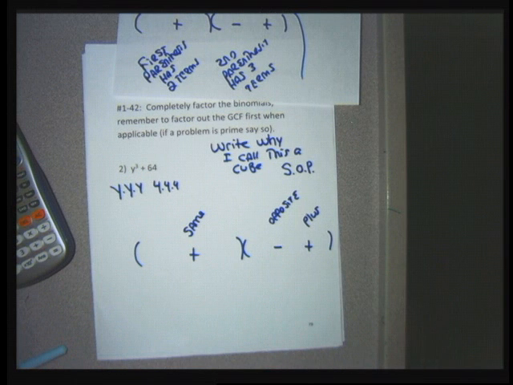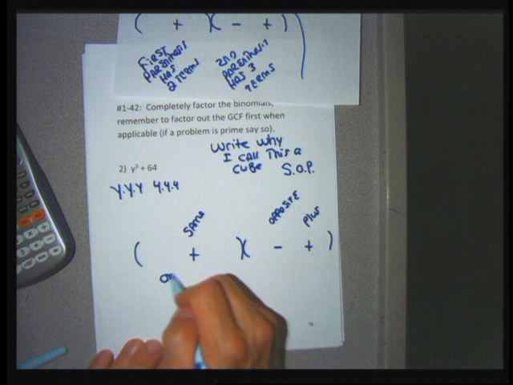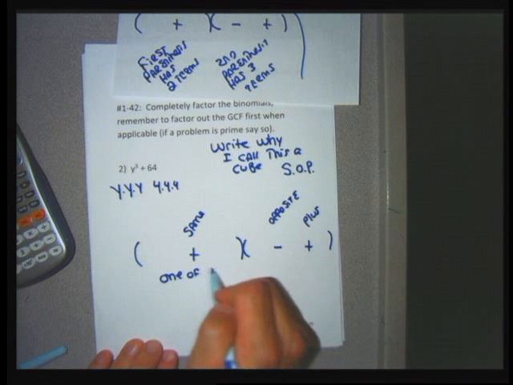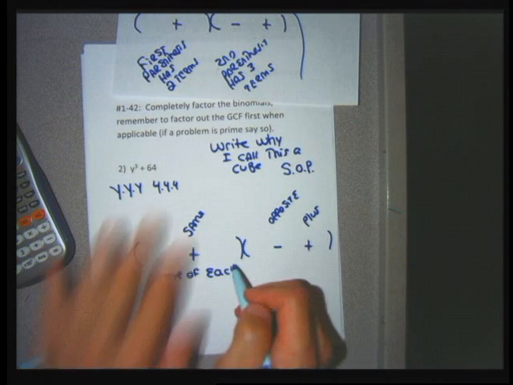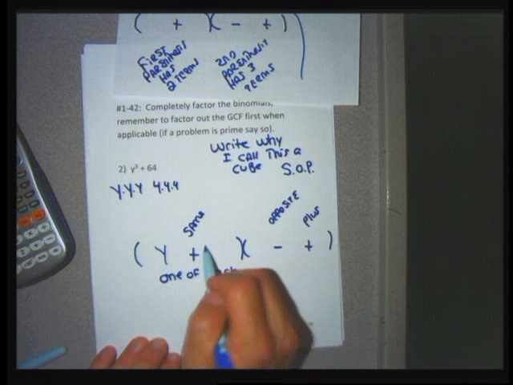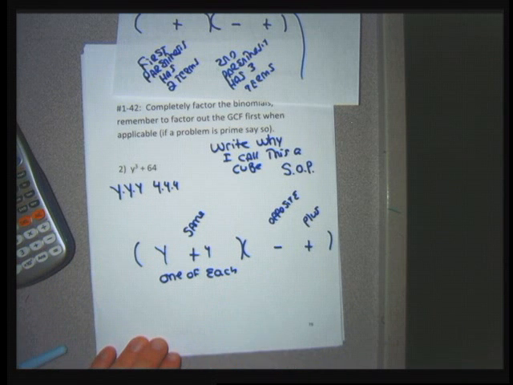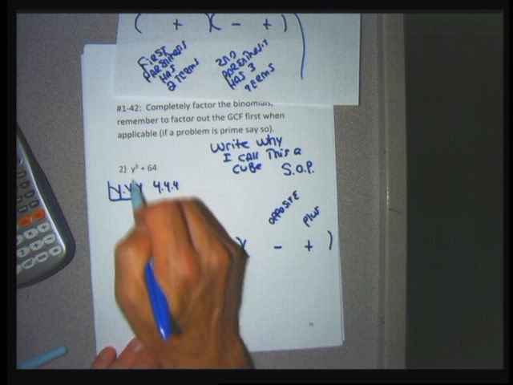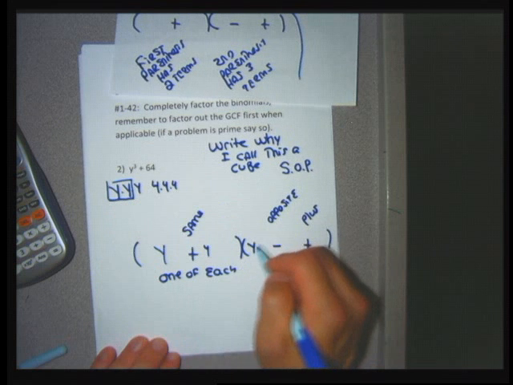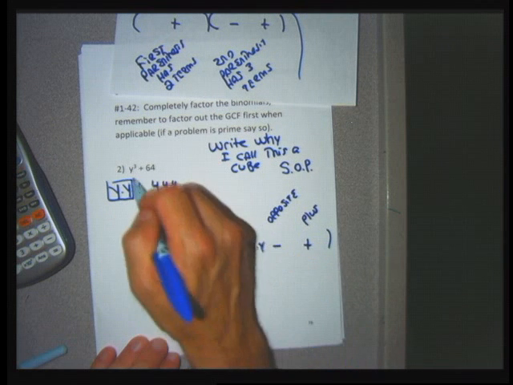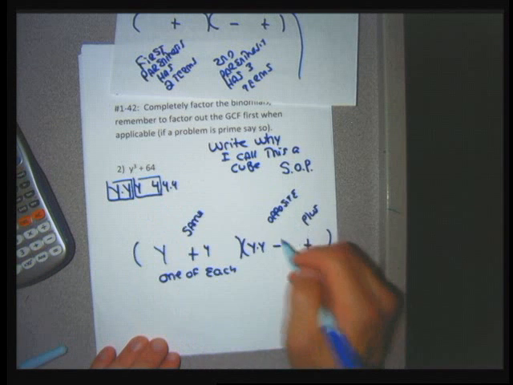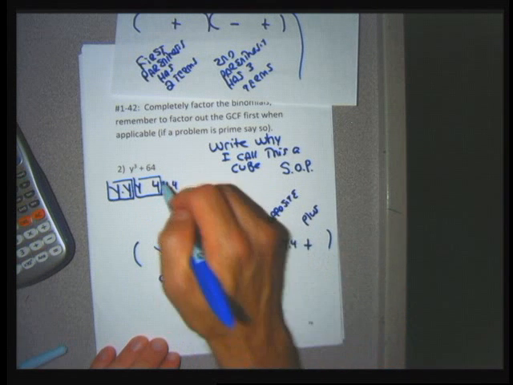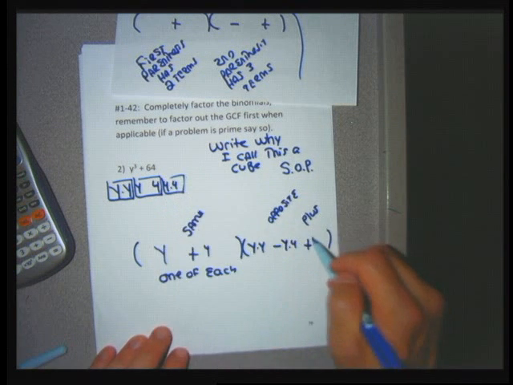Now the easy part, filling in the parentheses. The first parentheses, you get one of each. What do I mean by one of each? One y and one 4. Second parentheses, I'll put these in pairs. First pair is going to go first, y times y. Second pair is going to go second, y times 4. Third pair is going to go last, 4 times 4.